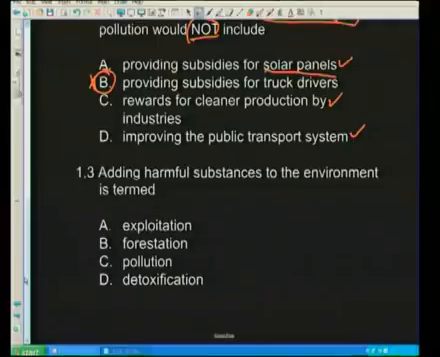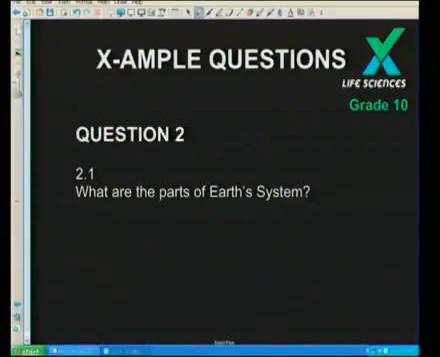If I just quickly glance through all these, you would say pollution. Exploitation, forestation, detoxification, those are all good terms. All right, so pollution is our answer, because we are adding that. We are the culprits for pollution. Right. That brings us now to our short questions. The first short question is, what are the parts?